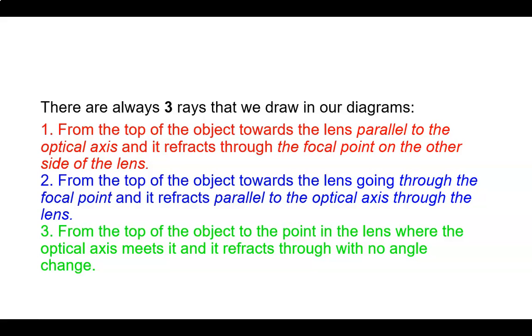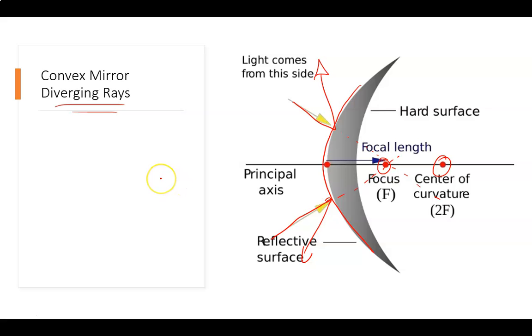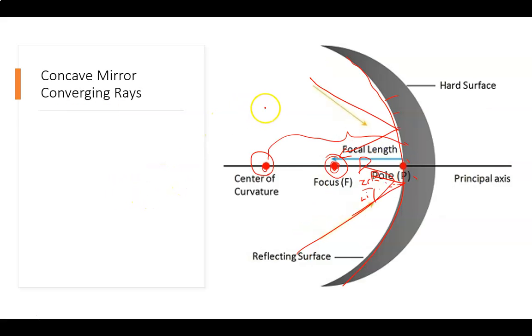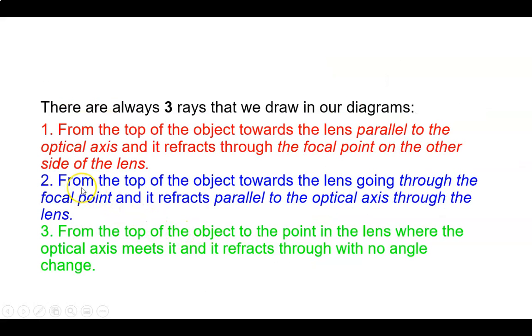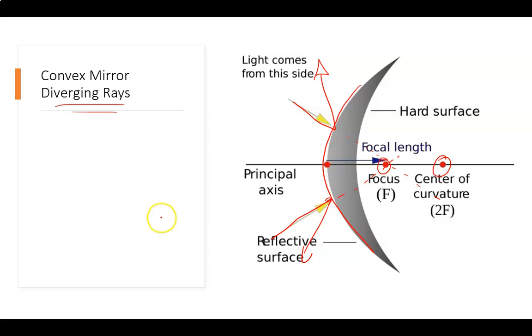Now there's always three rays that we do for our diagrams. The first one is from the top of the object towards the mirror parallel to the axis, and then reflecting through the focal point. The way that would look, come across here and towards the focus. Second one, from the top of the object through the focal point, and then parallel to the axis.